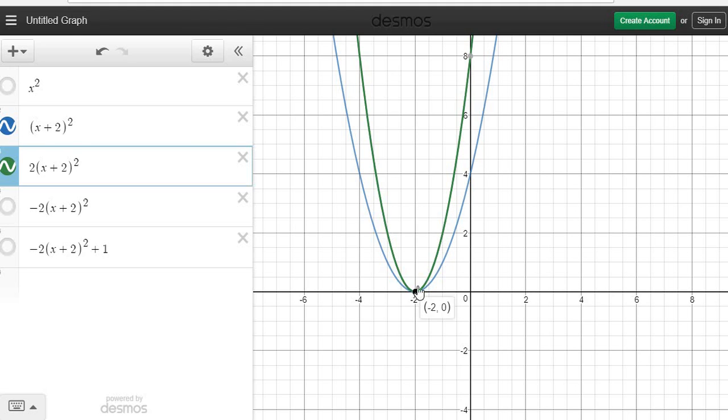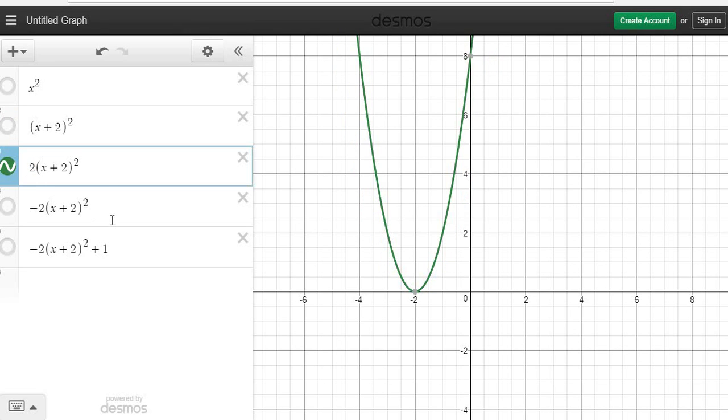If you look at this graph right here, when x equals 0 on the blue one, we're only at 4. But when x equals 0 on the green one, we're all the way up here at 8. So we've gotten vertically stretched out. It's stretched out from 4 to 8, and that makes sense because you're multiplying it by 2. So 4 times 2 is 8. Okay, so let's turn off the blue one.